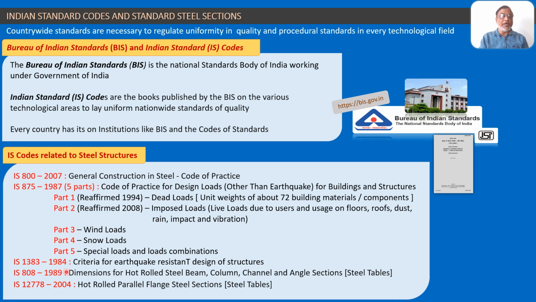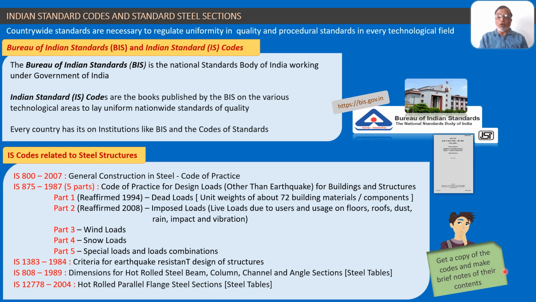So this was in brief the introduction of Bureau of Indian Standards and the common IS codes used in the steel structures. Now, as a homework exercise, get a copy of the codes from the net. They are available in PDF form on the net, and make your brief notes on each Indian Standard Code mentioned here.